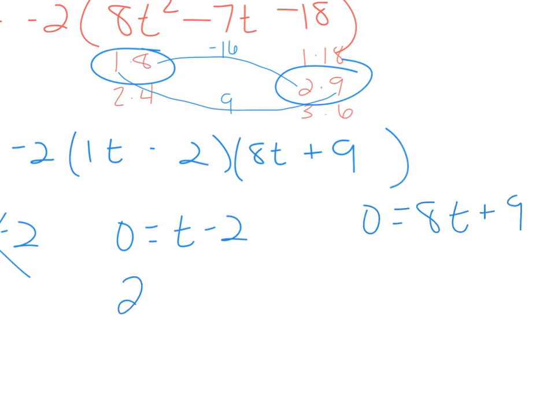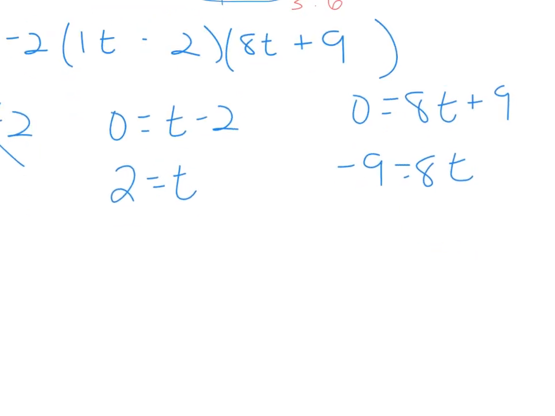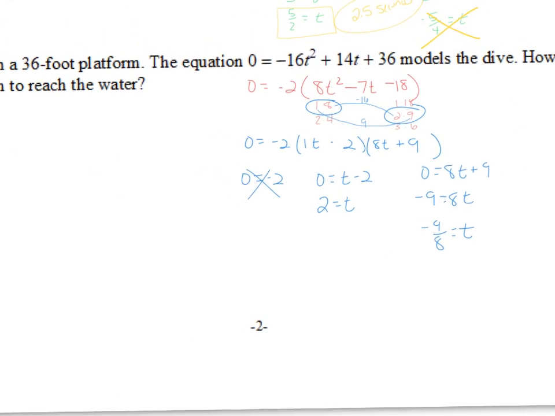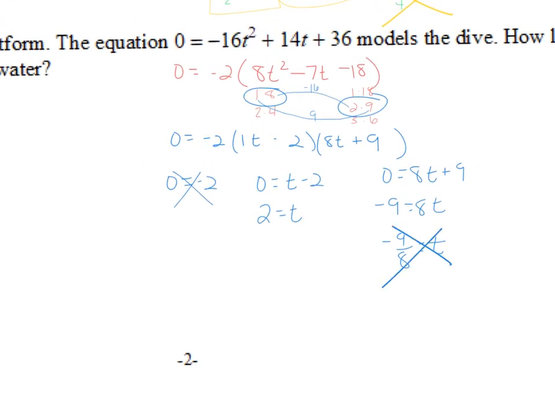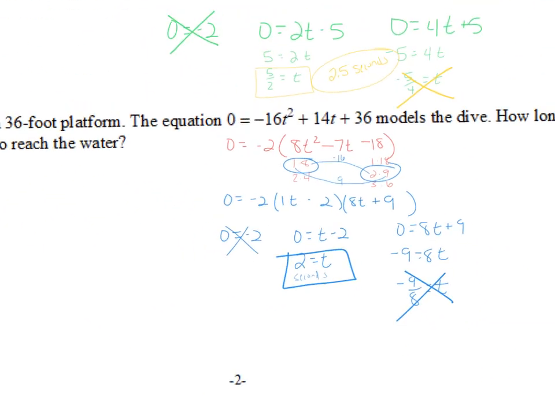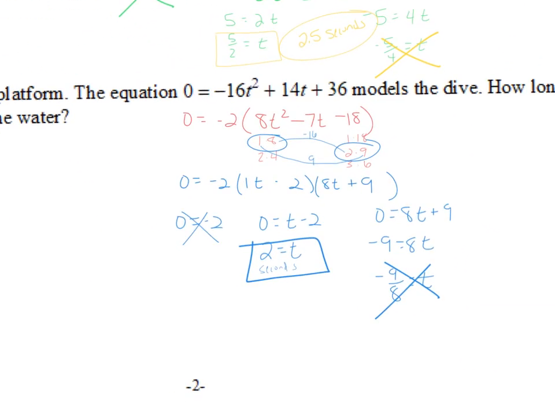So now if I add the 2 over here, I'm going to get t equals 2. And on that second part, I'm going to subtract the 9 and get negative 9 equals 8t. And then I'm going to divide and get negative 9/8. Now again, can't have a negative time, so this answer does not make any sense, but this one does. So let's make sure we label seconds here. And so it will take him 2 seconds to enter the water. And that concludes this answer key.